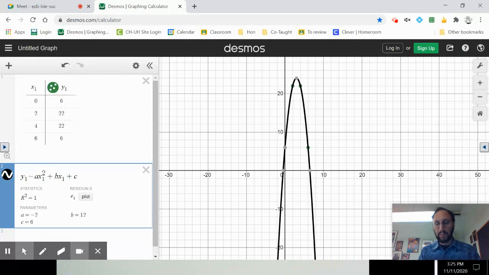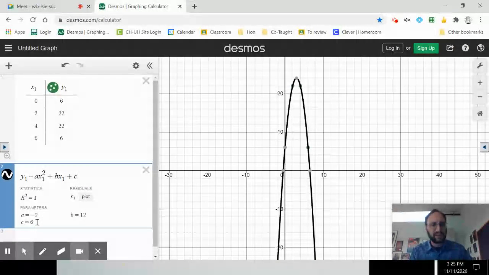In fact, I know it went through all the points because the correlation coefficient, r squared, is equal to 1. Those numbers are always between 0 and 1. The closer they are to 1, the better the relationship. The a value in this expression is -2. That's the coefficient of x squared. The b value, the b1, is 12, and the constant is 6.